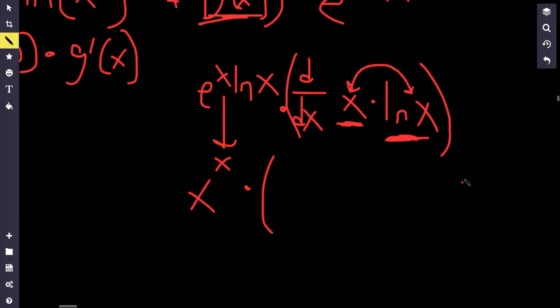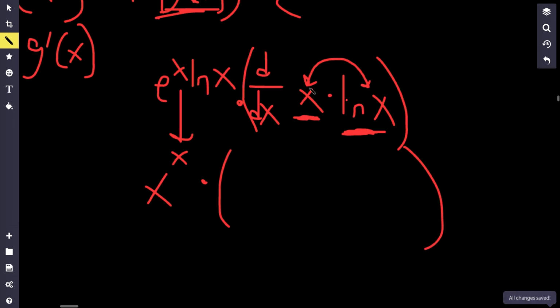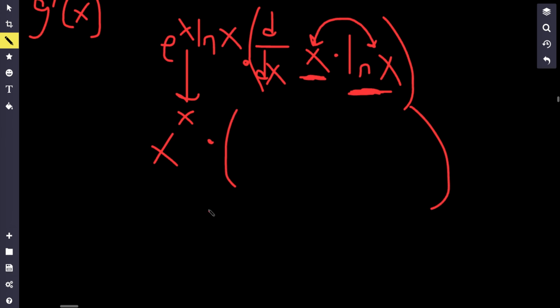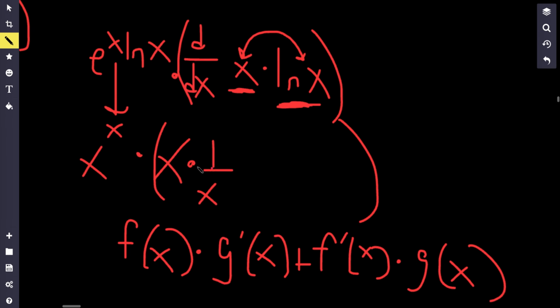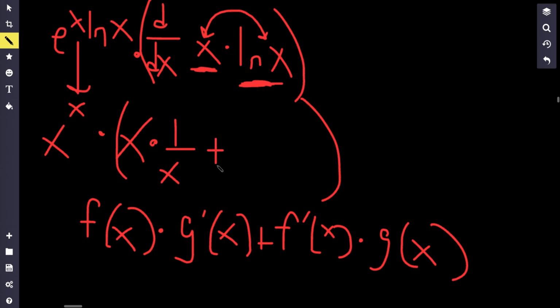It's going to be multiplied by, and then you have to use the product rule for this. So the product rule, the derivative, is just going to be the regular first function times the derivative of the second function. The derivative of ln of x is equal to 1 over x. That's something you've got to remember. And this is going to be added to the derivative of the first function, which is just 1, right?